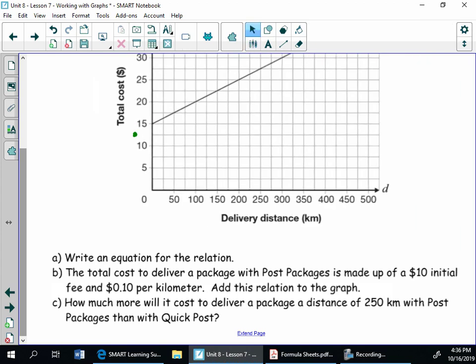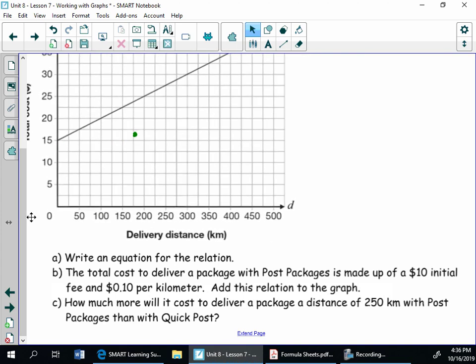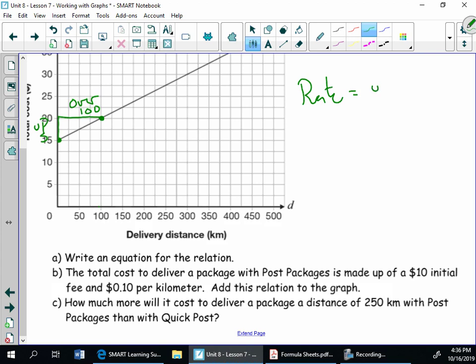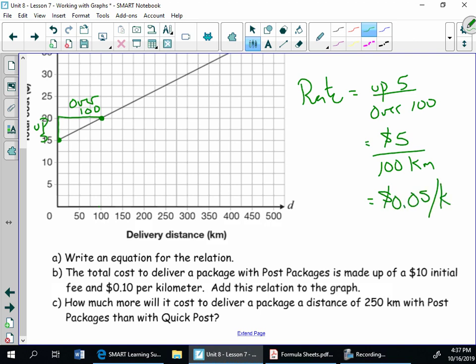So let's move this over a little bit here. That guy goes over here. Okay, our initial value is 15. Let's make ourselves a nice triangle. That looks like a nice dot right there. Up 5 over to 100. Okay, rate equals up 5 over 100. 5 what? I think this was $5, it says. Total cost, yep. 100 what? 100 kilometers. If I divide that, it costs me 5 cents per kilometer.